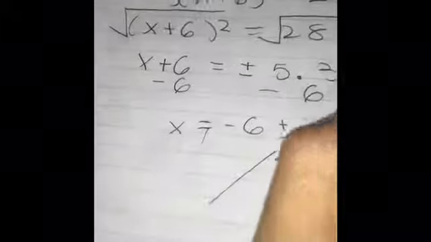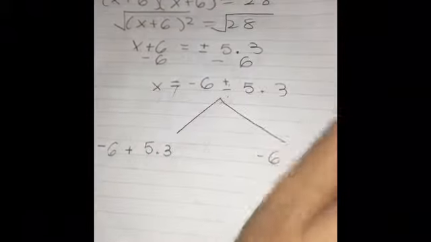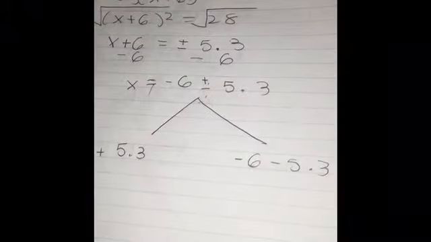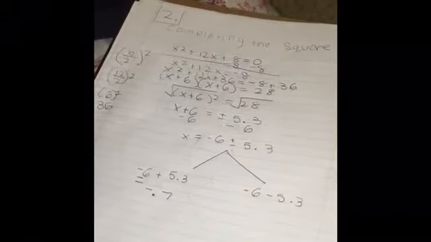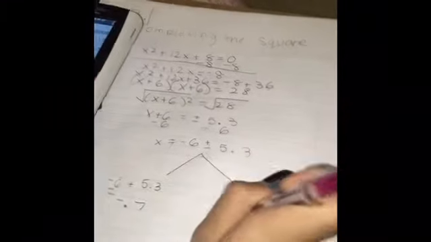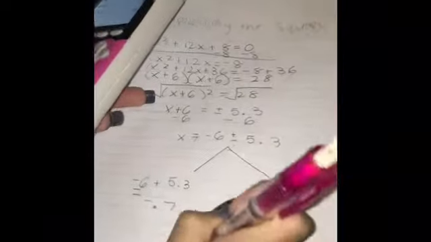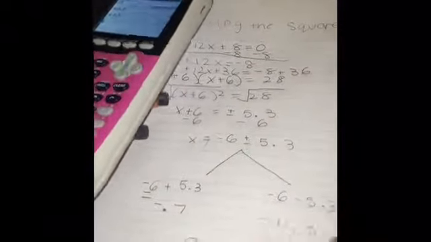You're going to break that into two separate equations because it's plus or minus, and you're going to get negative 6 plus 5.3 and negative 6 minus 5.3. So negative 6 plus 5.3, you are going to get negative 0.7, and you are going to get negative 11.3. Hence, it's the same exact solutions that we got in the previous answer. And that is how you do completing the square.